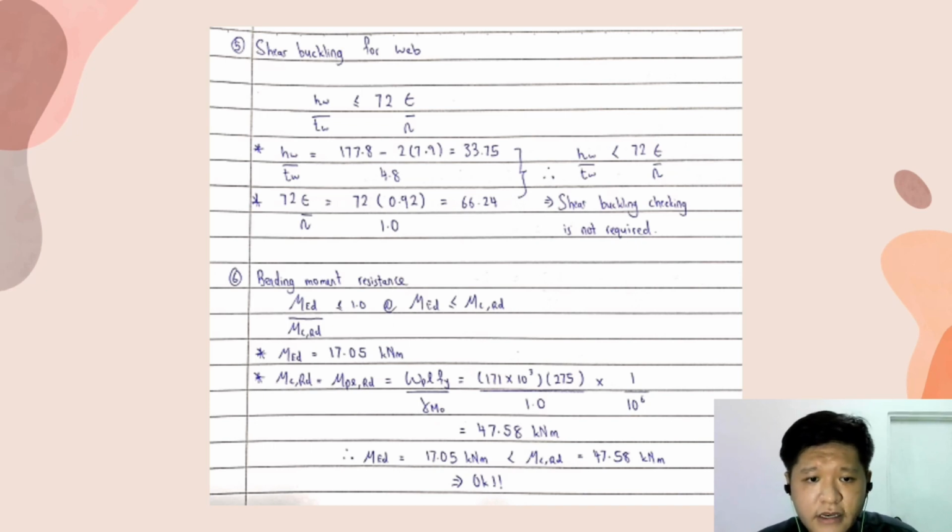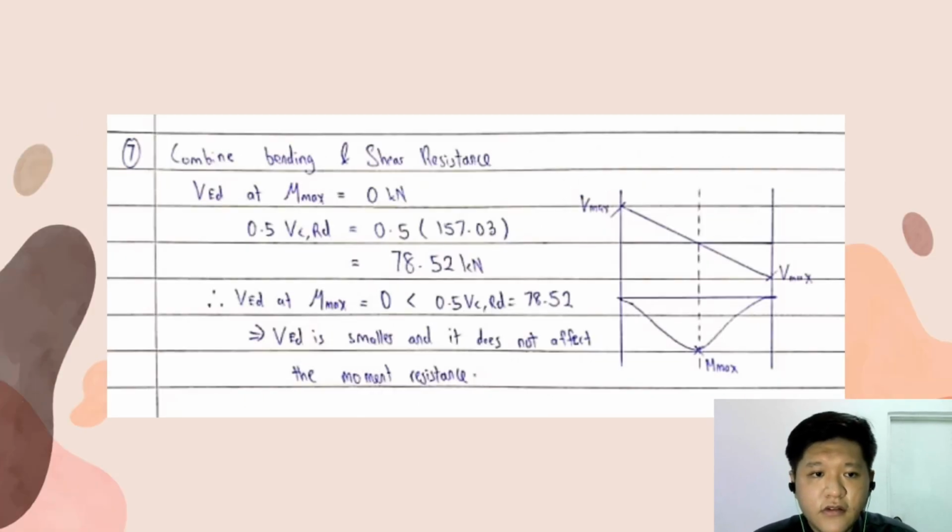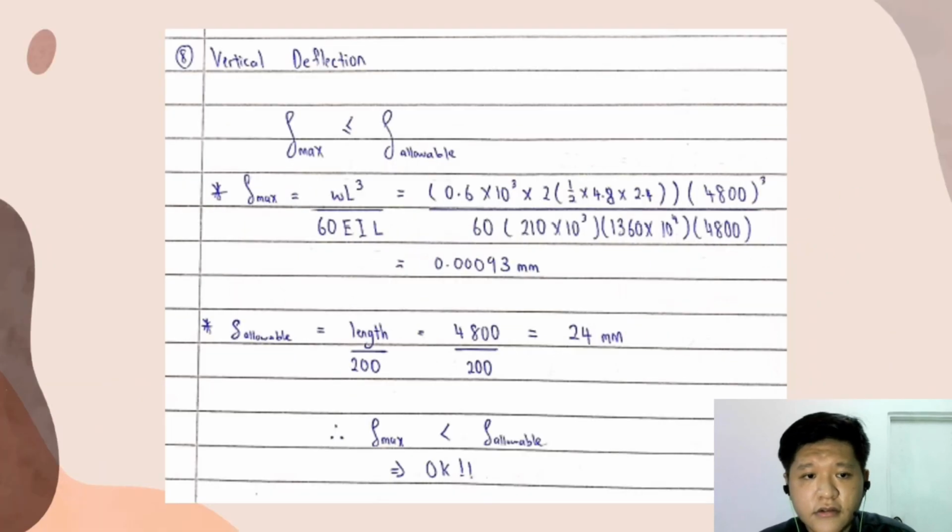Next is bending moment resistance. We get that MED is smaller than MCRD, so it's okay. Number 7 is combined bending and shear resistance. VED is smaller, so it's okay. Lastly is vertical deflection, where delta max is smaller than delta allowable, so it's okay.